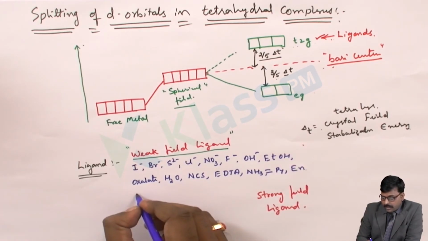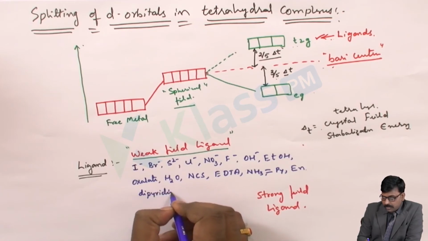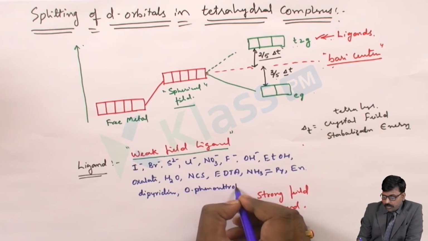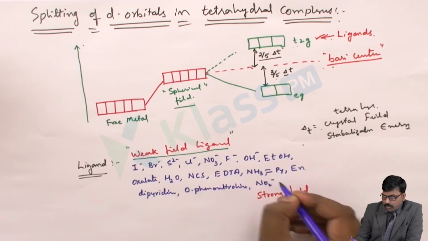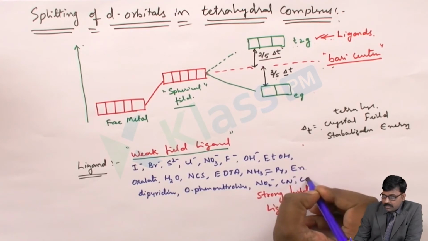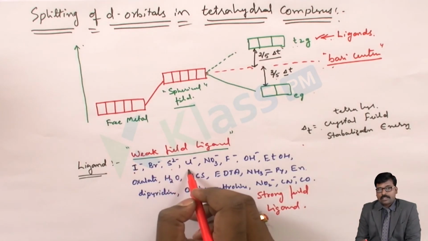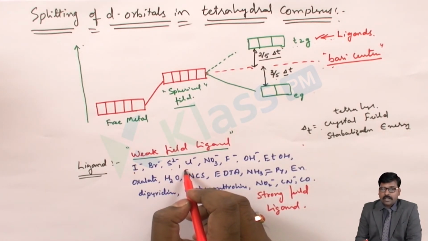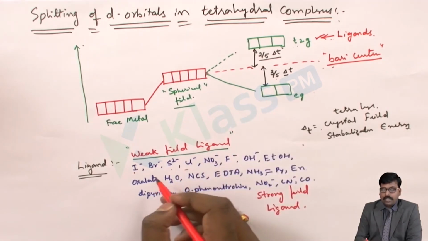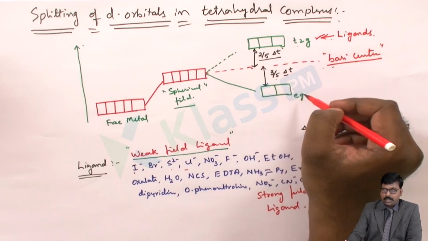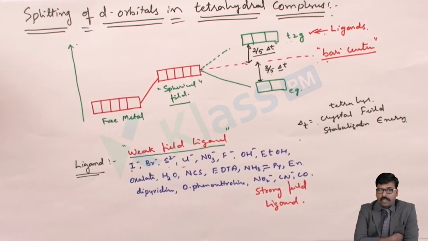And then en, then dipyridine, then orthophenanthroline, then NO2 minus, CN minus, and CO. So from here, I minus, Br minus, S2 minus and Cl minus are the weak field ligands, and they will fail to split the d orbitals. And CO, CN minus, and NO2 minus will very strongly split the energy levels of T2G and EG. Now we will see how the strong field and the weak field ligands split the d orbitals.